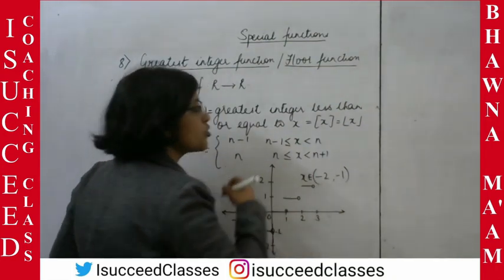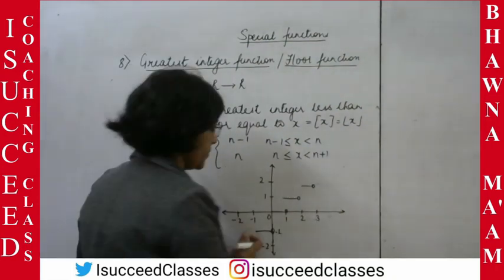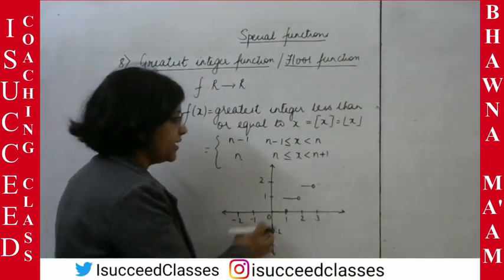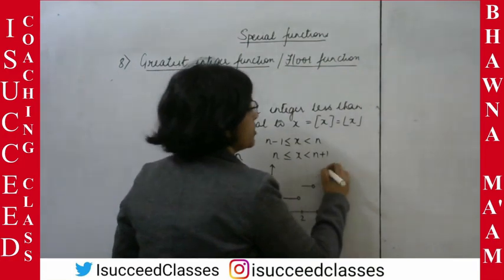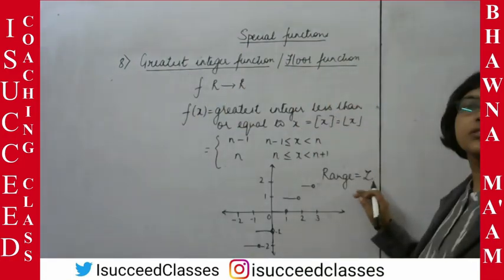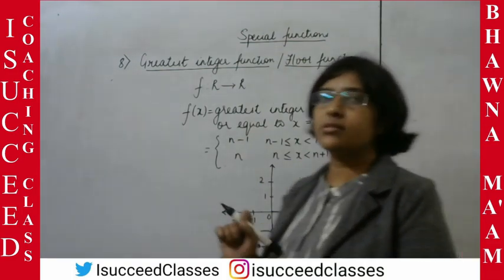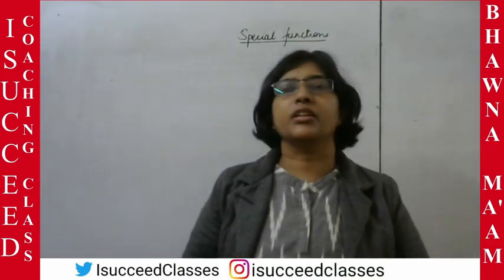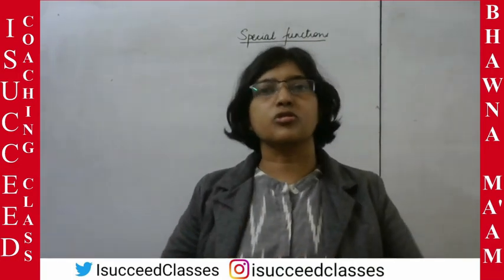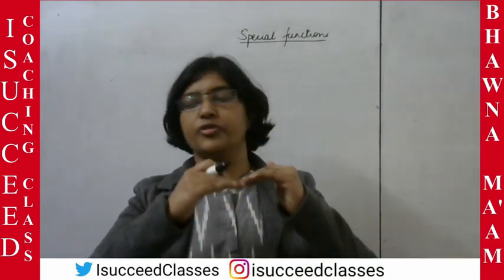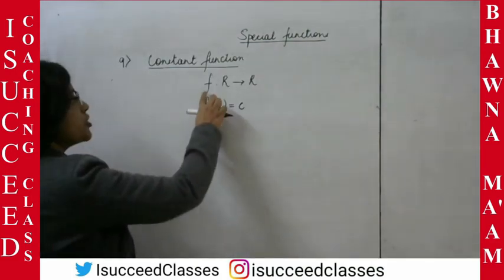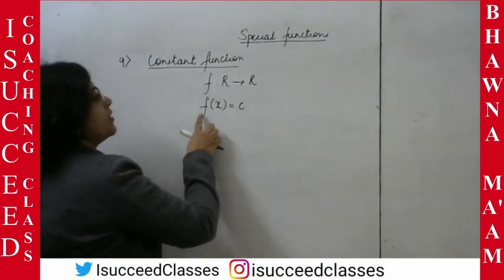So that's why it is also called a step function, because it is like steps. Now, what is the range? Only integral values. So the range is Z. The domain is R, the codomain is R, and the range is only integral values, that is Z. And since we had values on the left side, or smaller values than x, it was also called the floor function, floor values. The next one is a constant function, which is a function from R to R, where f(x) is defined as C.